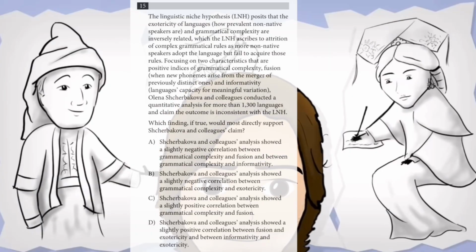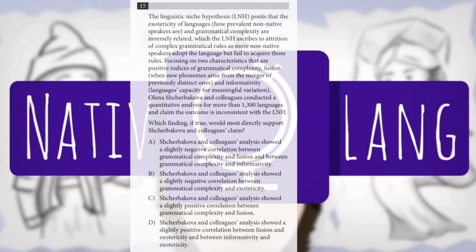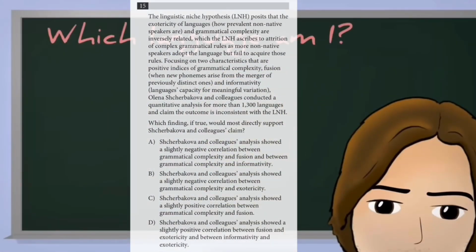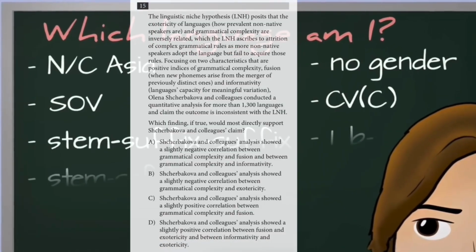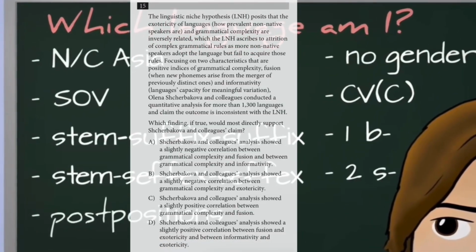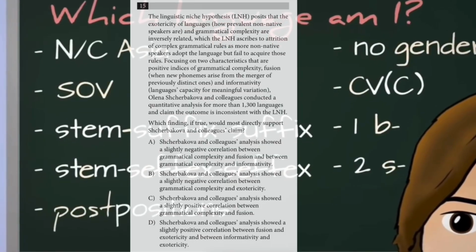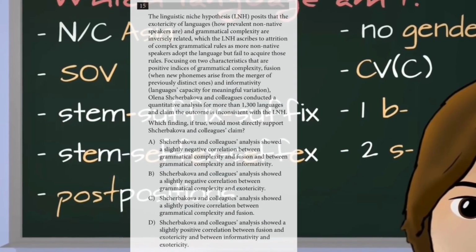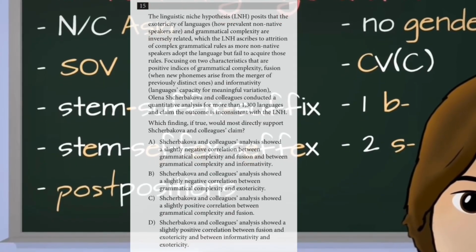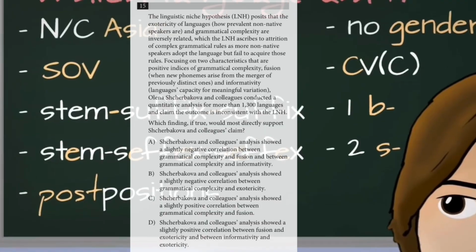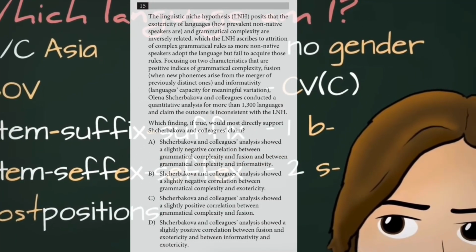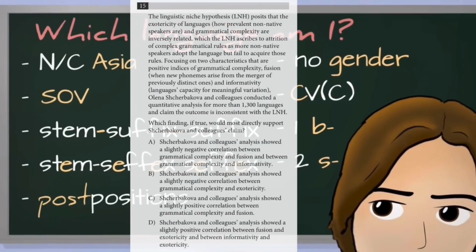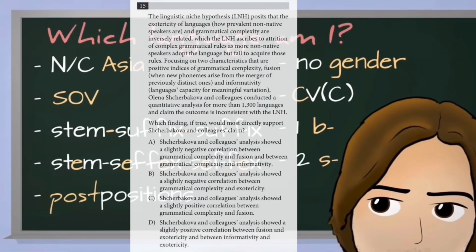Focusing on two characteristics that are positive indices of grammatical complexity: fusion, when new phonemes arise from the merger of previously distinct ones, and informativity, language's capacity for meaningful variation. Olena Shcherbakova and colleagues conducted a quantitative analysis for more than 1,300 languages and claim the outcome is inconsistent with the NLH. Which finding, if true, would most directly support Shcherbakova and colleagues' claim?